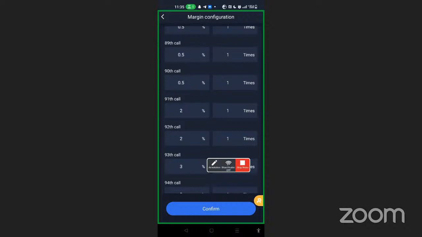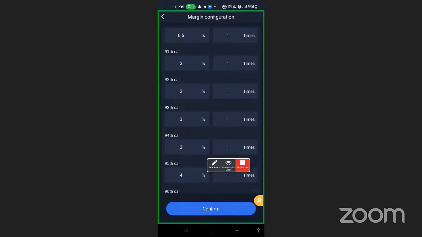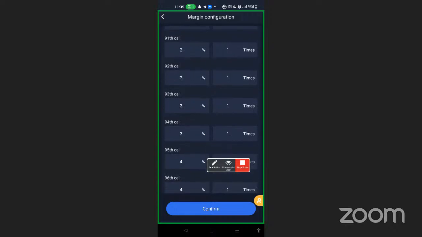Up to the 90th call. Then when he reaches here, this is 4. This is 6. That is 10. So the 9 here it does 2. This is 91, 92. Then when it comes to 93, he does a 3.